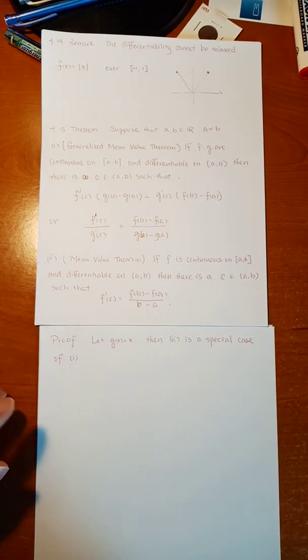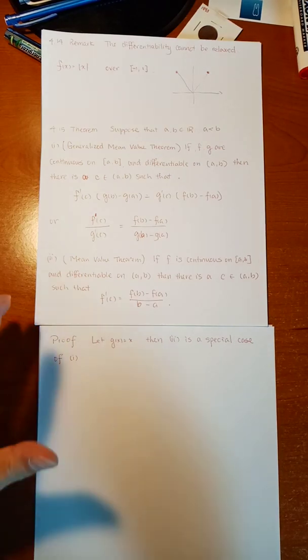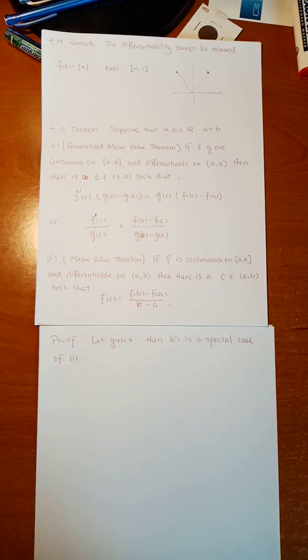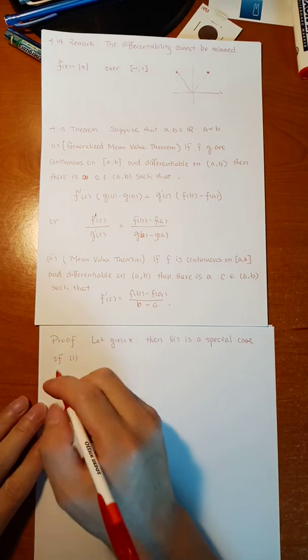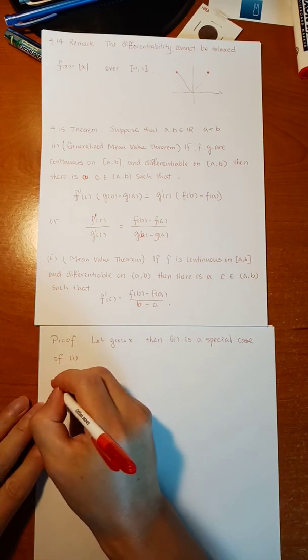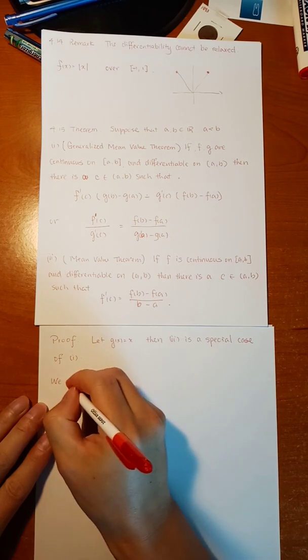So the mean value theorem is just a special case of when g is an identity function, so there is nothing more you need to prove. Everything we need is a proof of part 1.